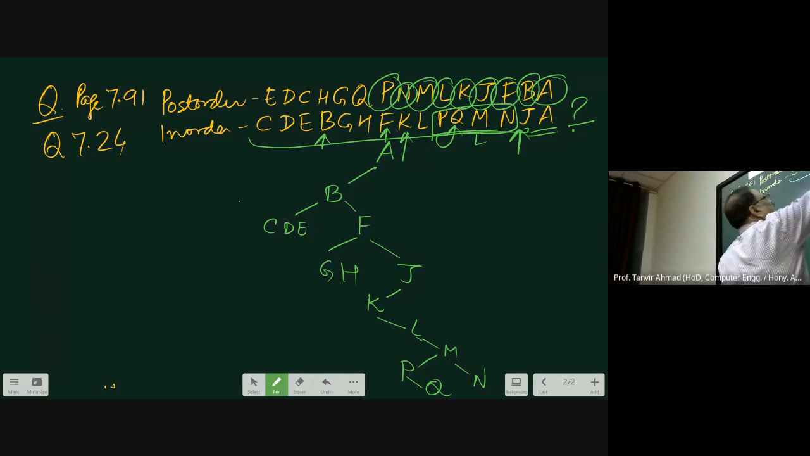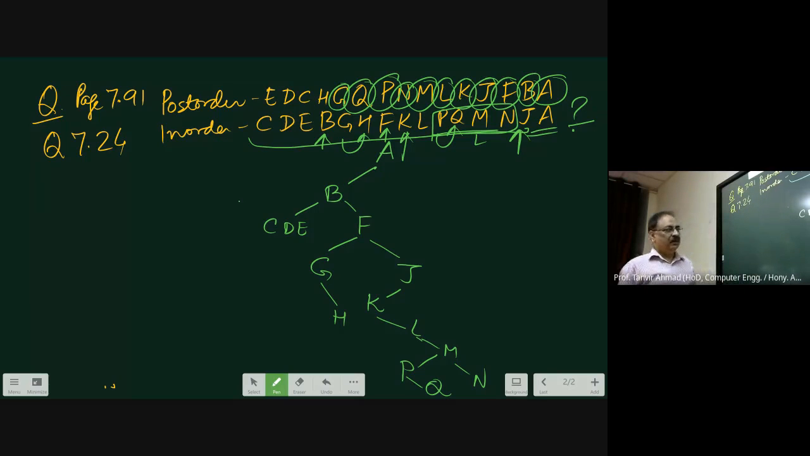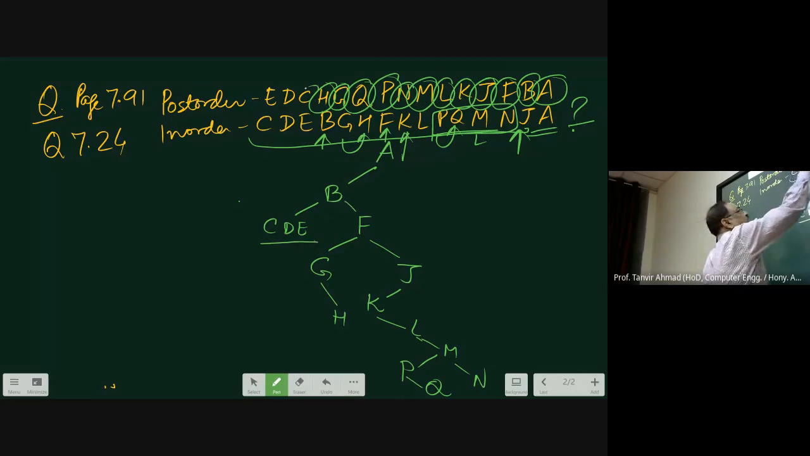Now Q is done. Now come to G. Out of these, G will become the root. Then what happened, we made G the root. And H in the right of G. H is also done. Then out of these three, you get next is C.